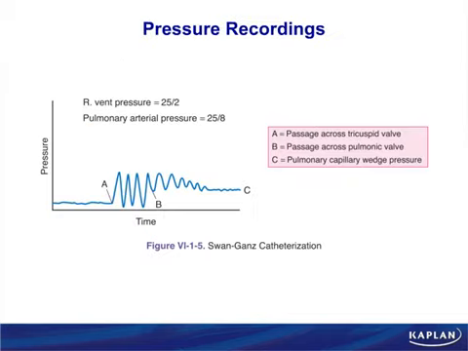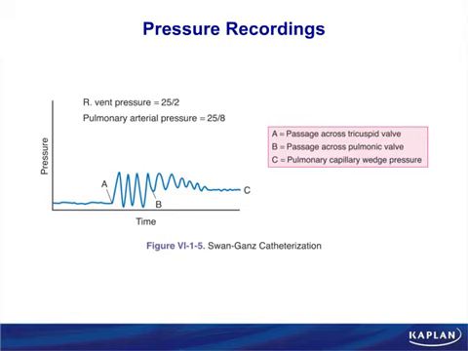All right, let's do very quickly a little Swan-Ganz catheterization. Swan-Ganz, totally cool catheters we described earlier. It's got that little balloon at the end. It's a flow-directed catheter. It's got multiple ports. It's really cool. The idea is we want to measure pulmonary wedge pressure, pulmonary capillary wedge pressure.